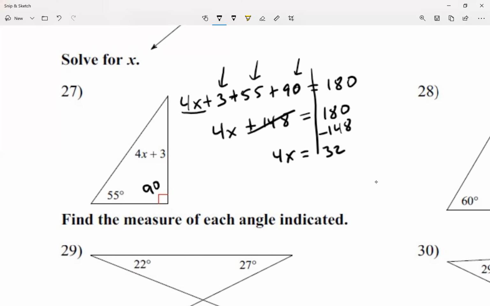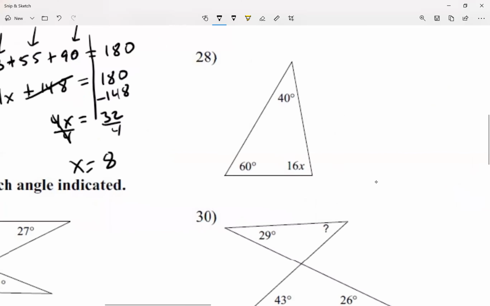To get x by itself, I have 4x equals 32. So to get x by itself, let me divide both sides by the number in front of x. So in this case, let me divide by 4. I know 32 divided by 4 is 8. So x equals 8. The instructions were solve for x. So basically find the value of x, 8. So my homework, just type in the number 8.